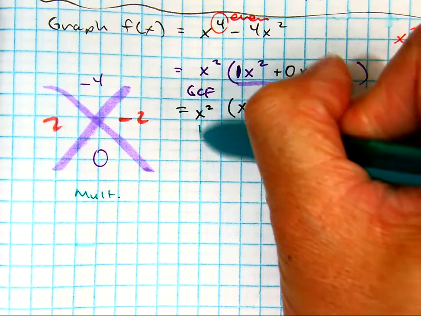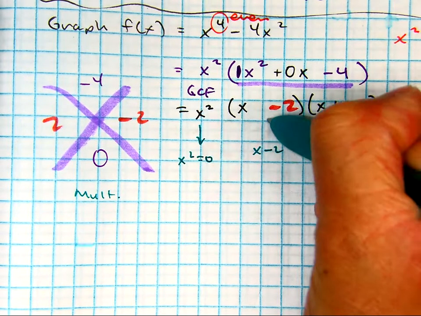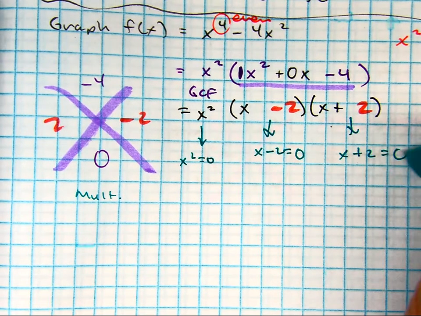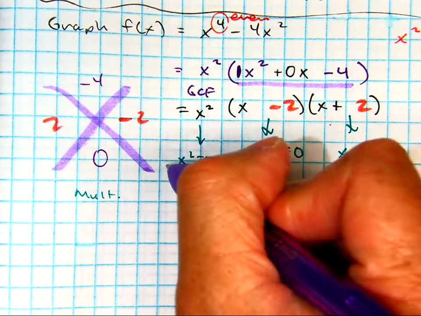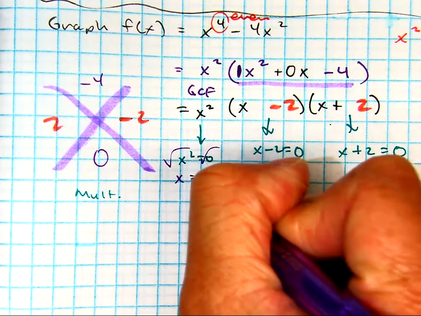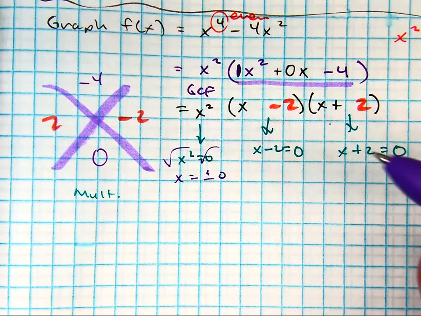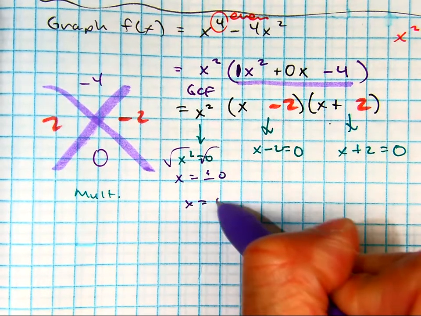I'm going to set each of these equal to 0. Zero product rule. If I take the square root of both sides, you're going to get x equals plus or minus. The square root of 0 is what? Is there such a thing as a positive or negative 0? No, it's just x equals 0.